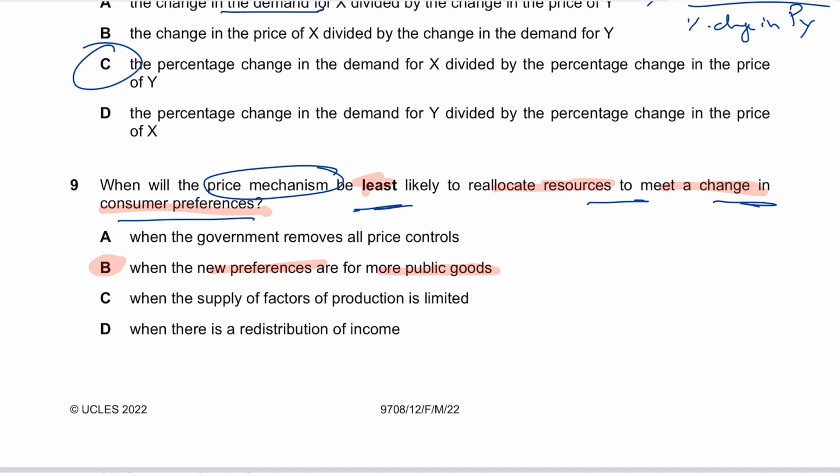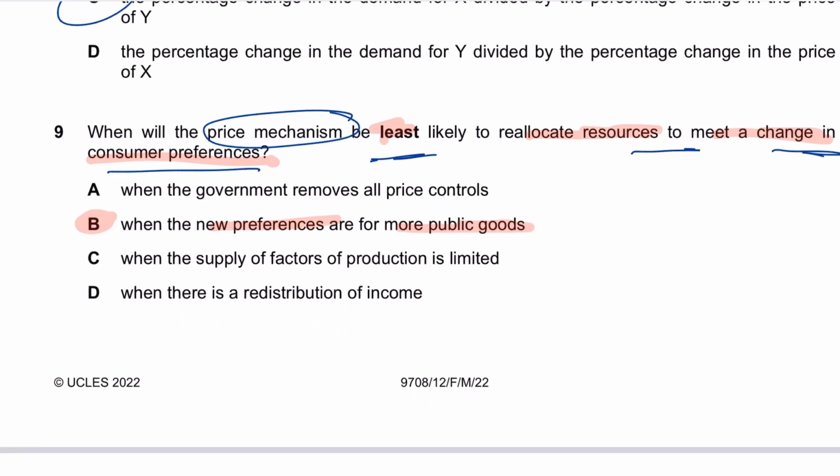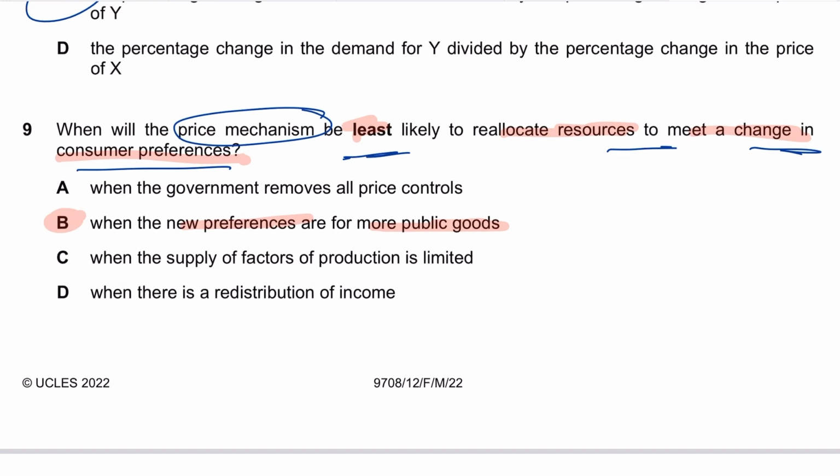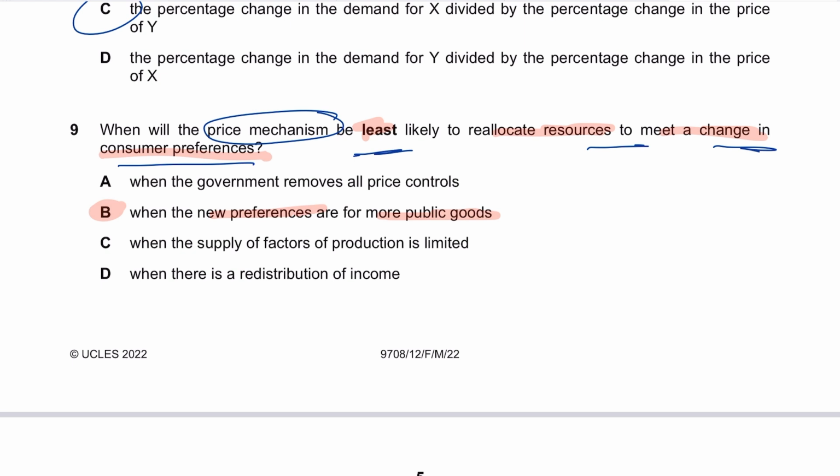Because the producers will not be able to maximize their profits in that sense. So it's not always that the price mechanism works. Remember that the price mechanism will work for private goods, not for public goods. So when the new preferences are for more public goods, despite that, the price mechanism will be least interested to reallocate resources to meet a change in consumer preferences. So B should be the answer, 9B.